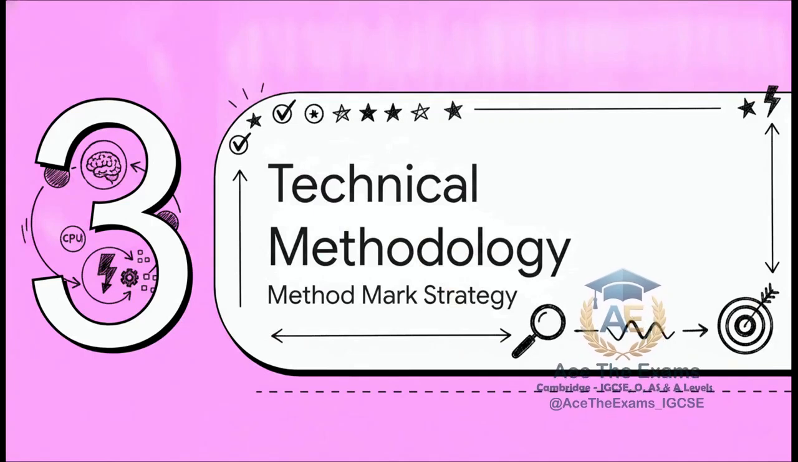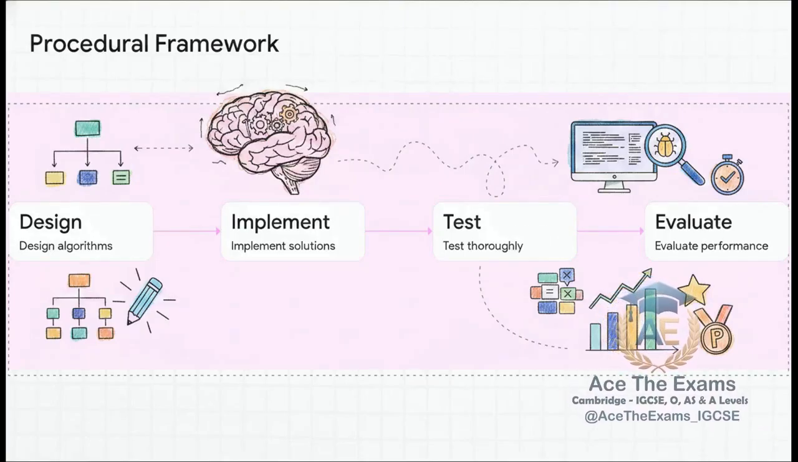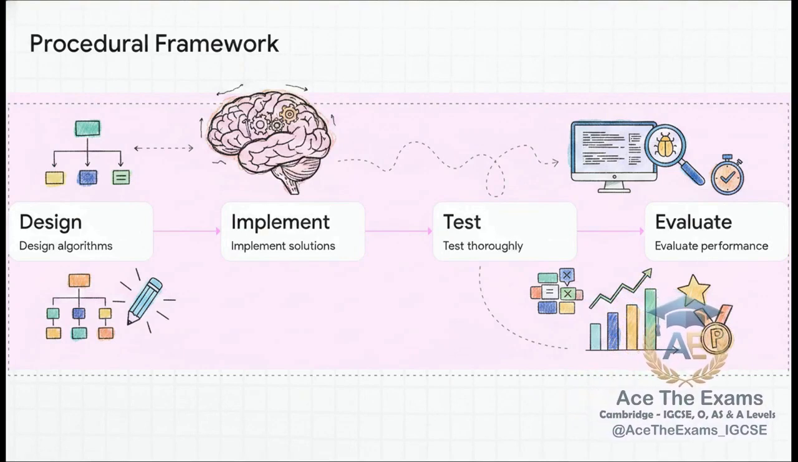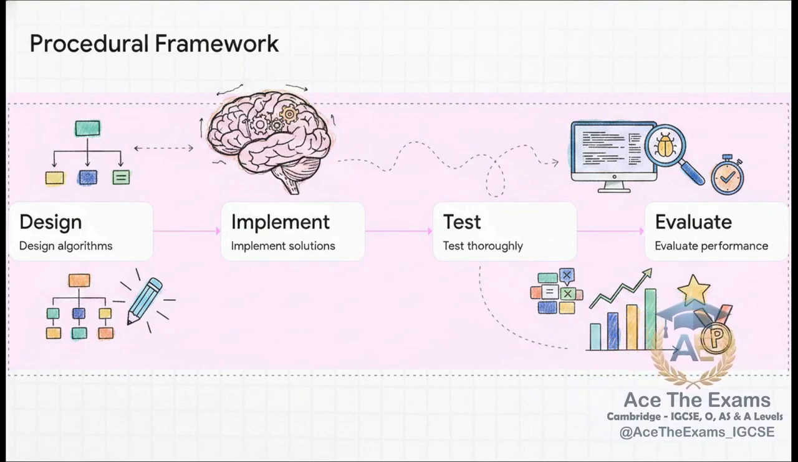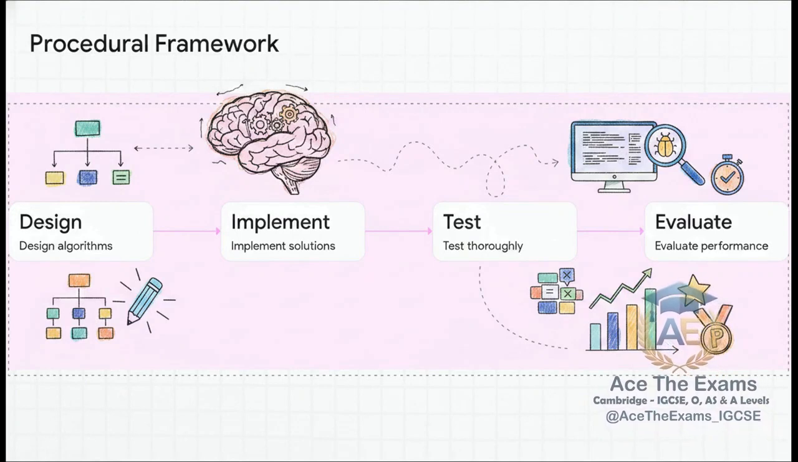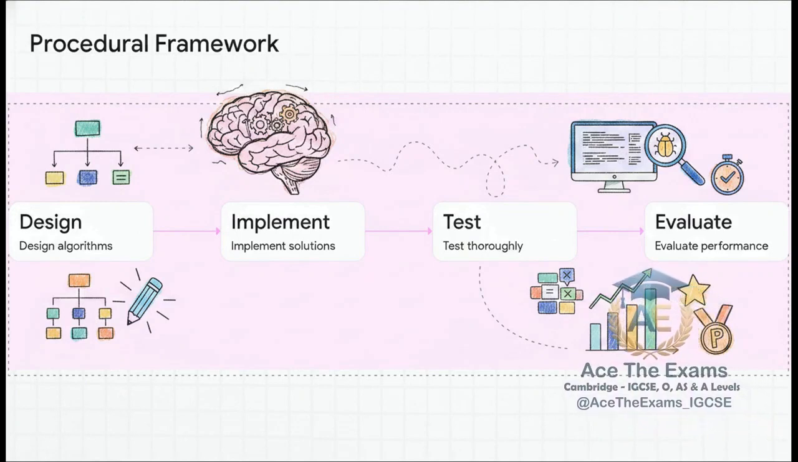Section 3: the technical methodology. It is time to secure what the examiners call the method mark strategy. Okay, watch closely. While the syllabus generally talks about algorithms and implementations, when dealing with processor architecture and interrupts, we adapt this procedural framework into tracing a hardware cycle. Examiners look for a step-by-step sequential breakdown. This is where those red pen marks turn into green check marks. You actually get points for the process itself.